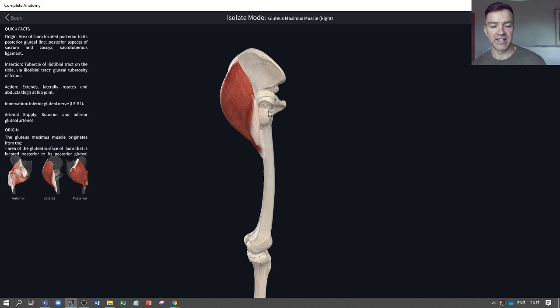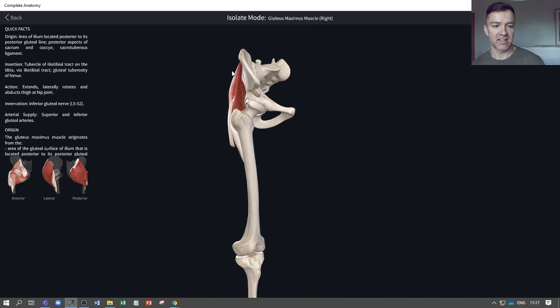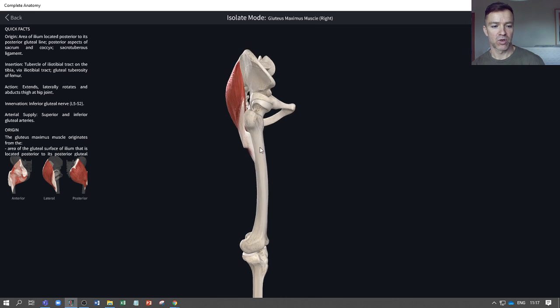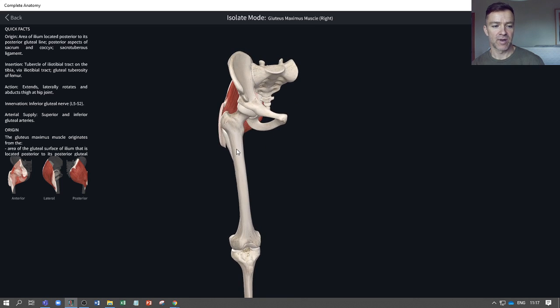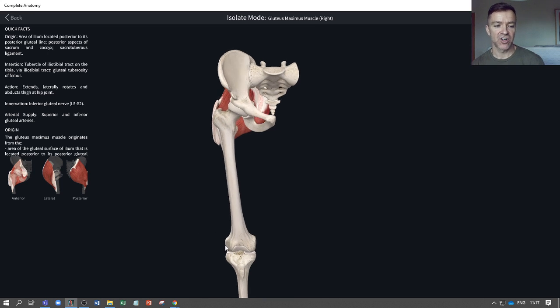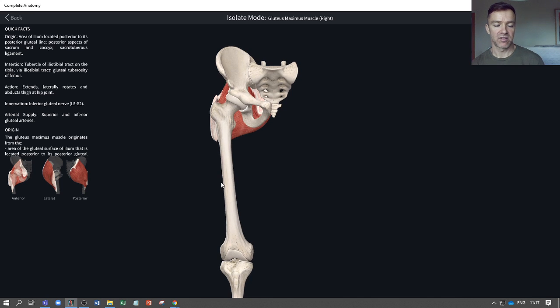The gluteus maximus also laterally rotates and abducts the thigh at the hip joint. We can see there the insertion is on the lateral portion of the femur. As the muscle contracts, it can abduct the thigh, pull it away from the midline of the body, and it's also involved in lateral or external rotation of the thigh as well. So again, if you were to twist your foot so it turns away from your body, in your hip joint, your femur is rotating externally.